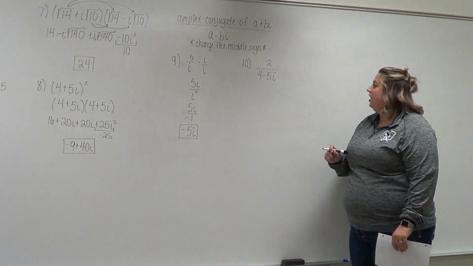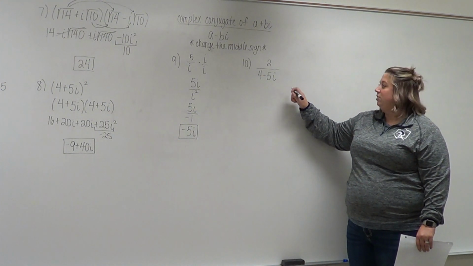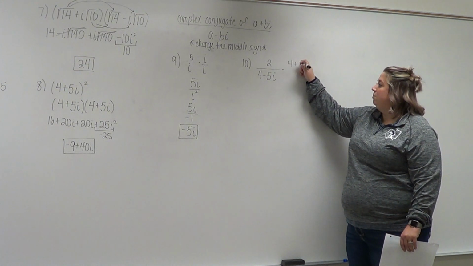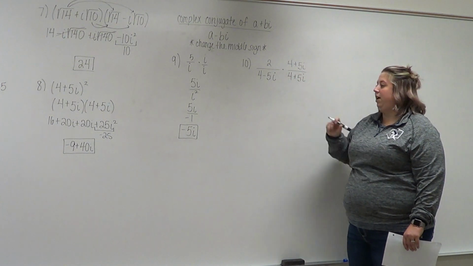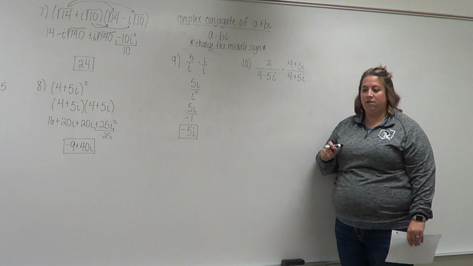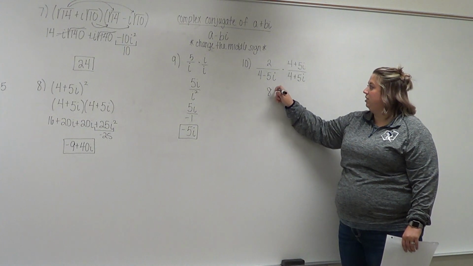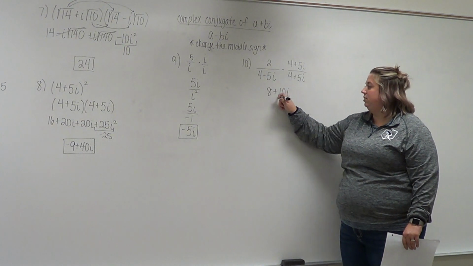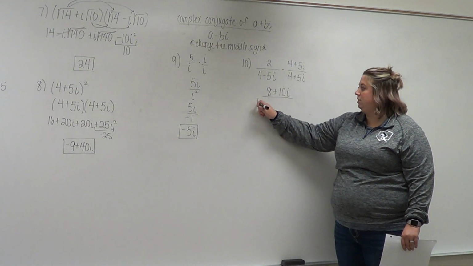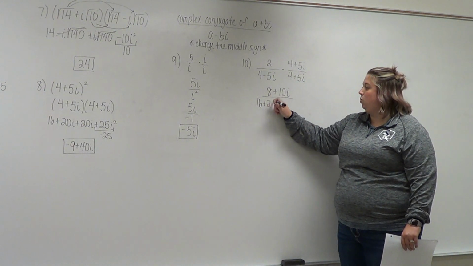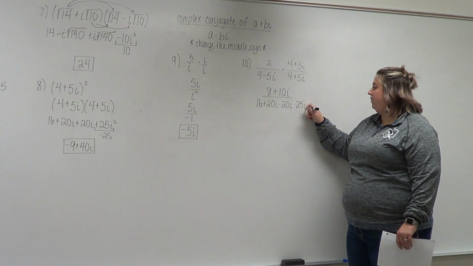Okay, this one will have a conjugate. So the conjugate would be 4 plus 5i. So you still multiply top and bottom by that. Okay, so if I distribute, this would be 8 plus 10i on top. Then on bottom, this would be 16 plus 20i minus 20i minus 25i squared.